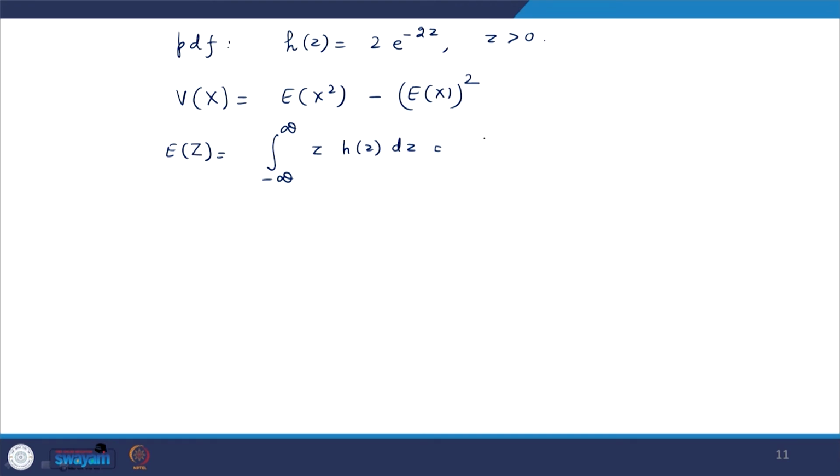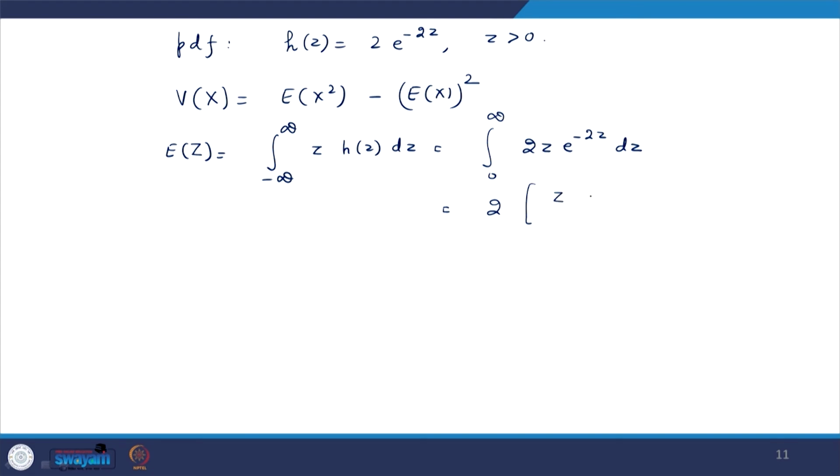So, it is given by the integral from 0 to infinity of z times 2 e raised to power minus 2 z dz, because we assume that otherwise it is 0. I mean, only for z greater than or equal to 0 it is defined like this, otherwise it is 0. So now it is 2 times, and we have to integrate this by parts.